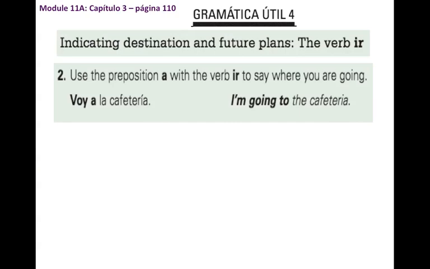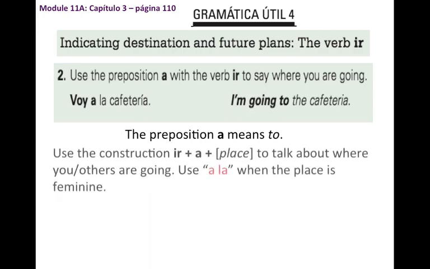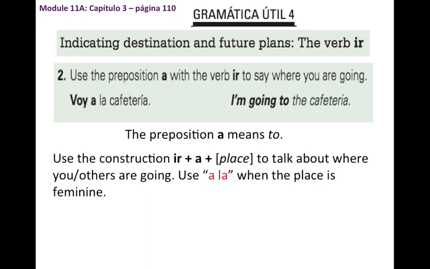Now you know the conjugations of the verb ir, and we need to start to build upon that. So let's add the preposition a. You use the preposition a with the verb ir to say to where you are going. Por ejemplo, voy a la cafetería. I am going to the cafeteria. The preposition a means to. So you use the construction ir, add a, and add the place to talk about where you or others are going.